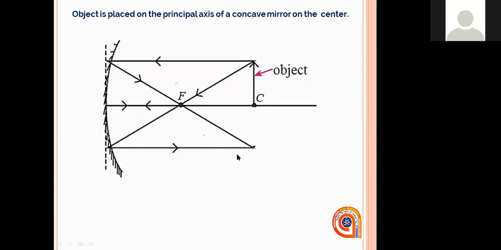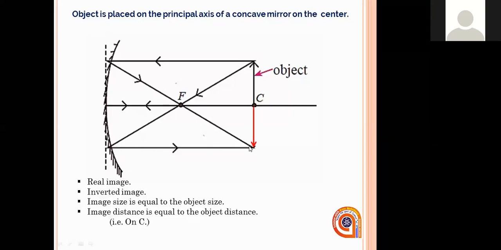Did you understand that? One ray from the top of the object parallel to the principal axis will be reflecting along the focal point. The other ray, since the object is on the center of curvature, from the top of the object, I'm taking it along the focal point. And it will be also reflected back. You see there, both the rays are getting intersected in a real point. So the image will be formed there, which is inverted and equal to object size.